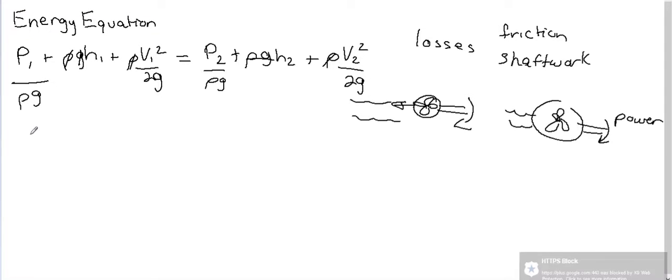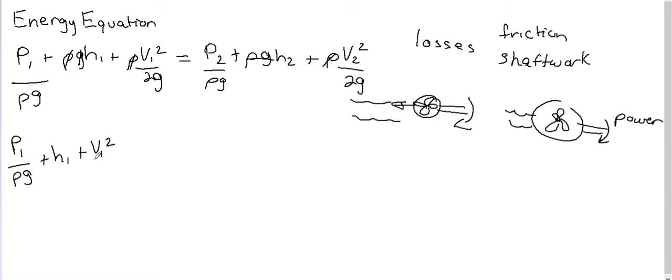Now, we're going to add a couple terms onto here to account for these losses that we described over here, the friction and the shaft work. So let's rewrite this. We're going to have P1 divided by rho g plus H1 plus V1 squared divided by 2g. Now, plus, imagine we have a pump and it's delivering energy into the system. So we're going to have the head of the pump, the useful head that's delivered by the pump, because of course pumps and turbines and all sorts of things aren't 100% efficient. We'll get to that in a sec.